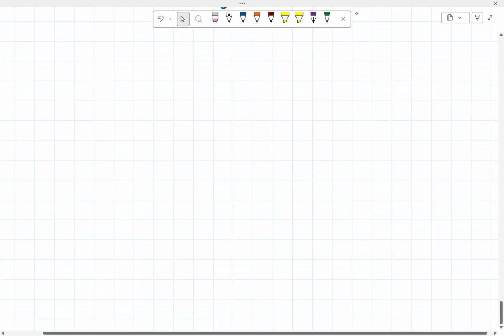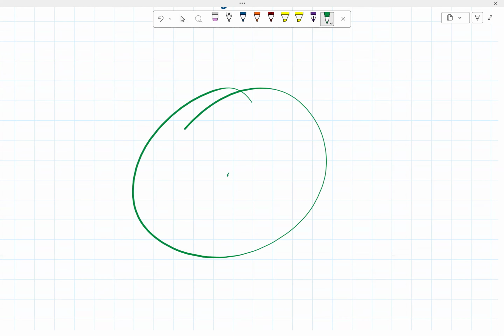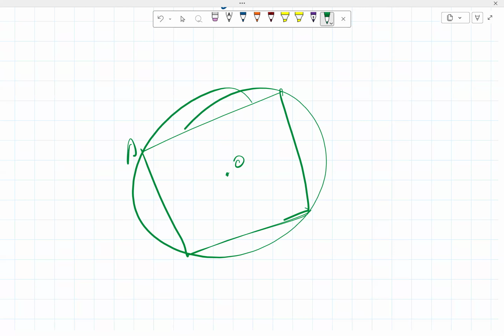So imagine that, that's our theorem 4 now. You have a circle, center O, and then you now have a cyclic quadrilateral, with all the vertices sitting on the circle like this. So let's say this is A, B, C, D, like that.